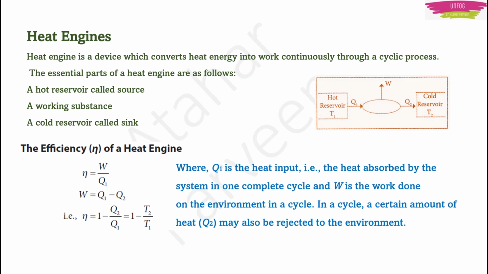Now as I told you, this Q1, it is the heat input, that is the heat absorbed by the system in one complete cycle. W will be the work done on the environment in a cycle, and in a cycle a certain amount of heat Q2 may be also rejected or given to the environment. Okay, this is all I told you already.